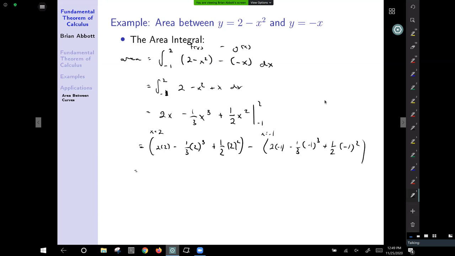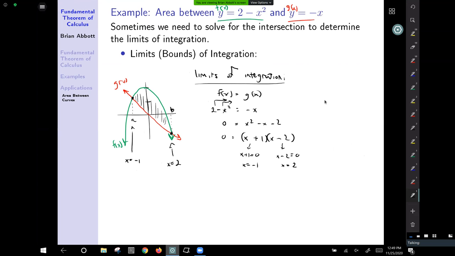I'll leave this as an exercise, but if you work it out, you'll find you get 9/2 for your answer, and that is the area in black trapped between these two curves. 9/2, if I'm not mistaken, is equal to 4.5. If we label our x-axis by 1s here, it seems reasonable that we would have about 4.5 if you draw the grids in there and count up the squares.